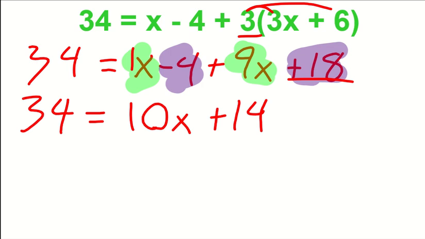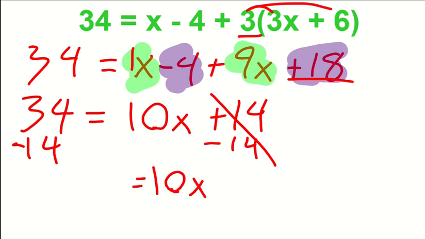All right, so what's next? We got to do opposite. We got to get rid of addition or subtraction first. So I've got a plus 14. The opposite of that, we're going to go minus 14. And if you do it to one side of the equal sign, you got to do it to the other. We're trying to get the variable by itself, so we're getting things away from the variable. Cancels out there, just left with 10x. 34 minus 14, 20.